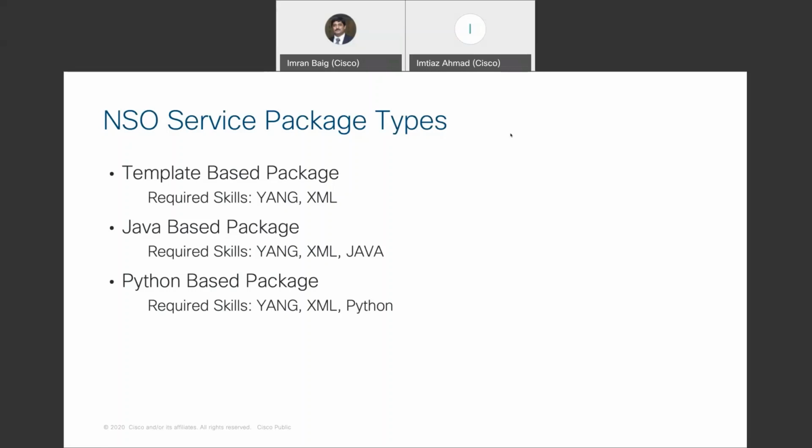The next one, more complex packages. You can use Java-based packages. The required skills, as the name suggests, along with Yang and XML, you need to also have an understanding of Java. This is where NSO started. And later, based on the feedback from customers like you, NSO enhanced. So it also started providing support for Python-based packages so that it is easier for the network engineer to write those packages. And the required skills for Python-based packages are Yang, XML, and Python.